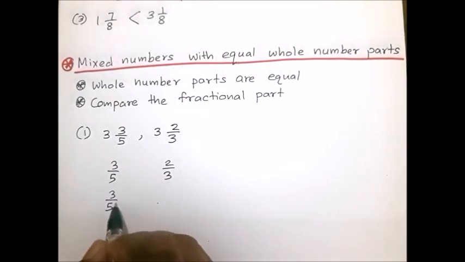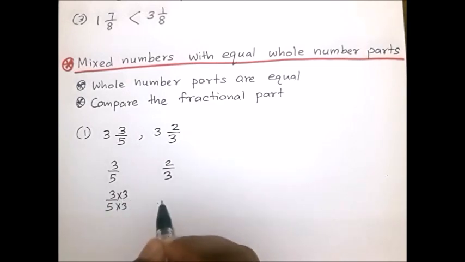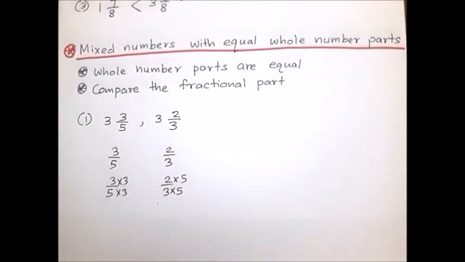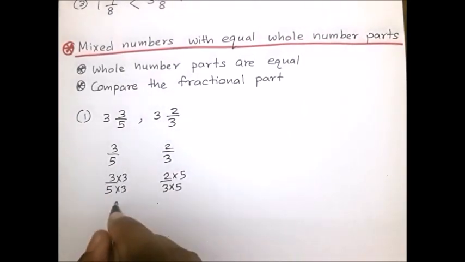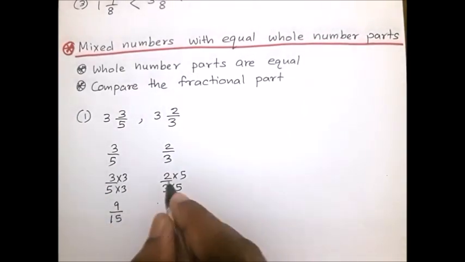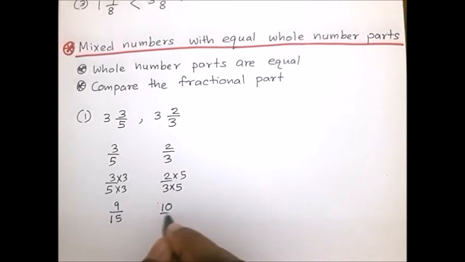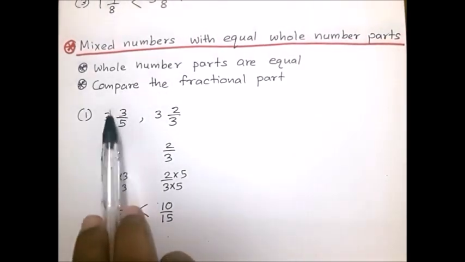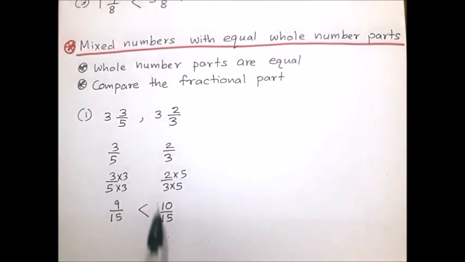Multiply this one by 3 and multiply this one by 5. Common denominator is 15 here. 3 multiplied by 3, 9 over 15. 2 multiplied by 5, 10 over 15. 9 and 10. 10 is the larger one. So when you compare these two fractions, this one is the larger one. 3 and 3 over 5 is smaller than 3 and 2 over 3. This is the answer.